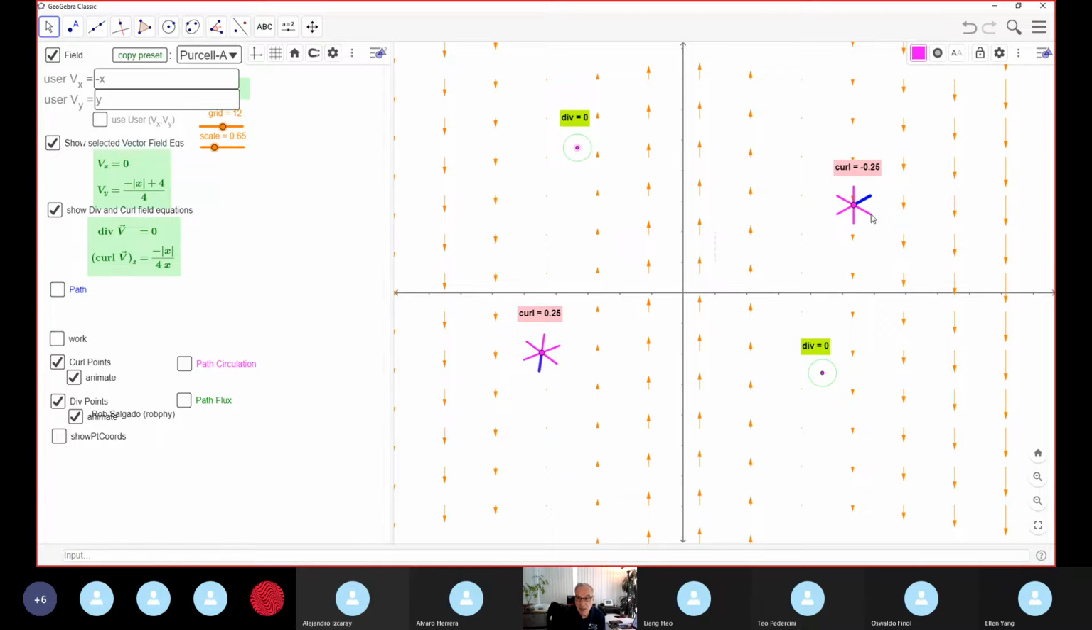And you see how it rotates. In this case, it rotates clockwise. In this case, it rotates counterclockwise. In this case, it rotates clockwise. In this case, it rotates counterclockwise. A little bit confusing or clear?